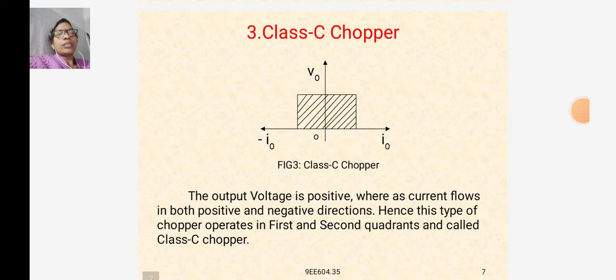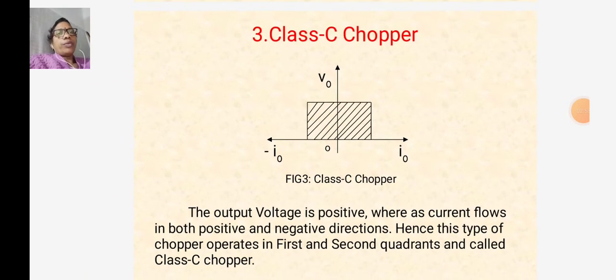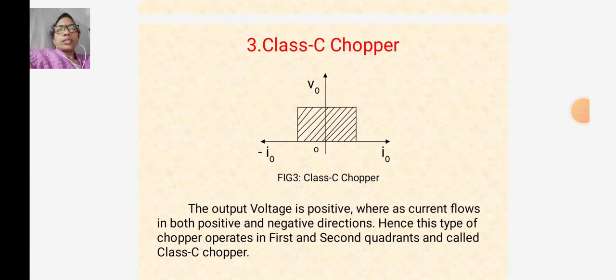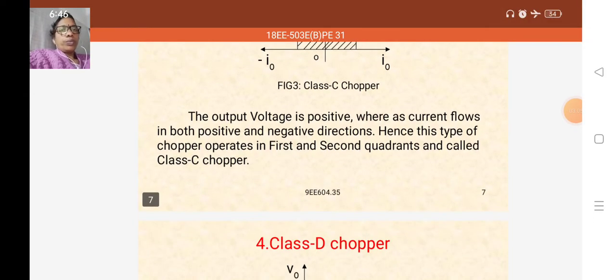In the third class, the output voltage is positive, whereas current flows in both the positive and negative directions. Hence, this type of chopper operates in first and second quadrant and is called class C chopper. So, here the output voltage is positive and the output current will be in positive direction and also in negative direction. This is the class C chopper. It appears in quadrant 1 and quadrant 2.